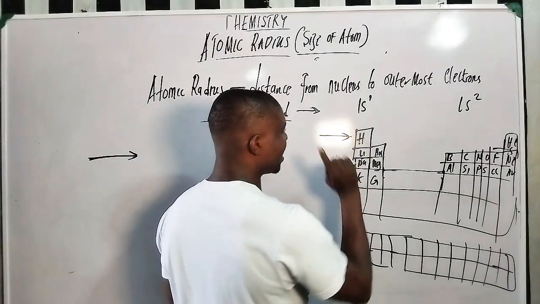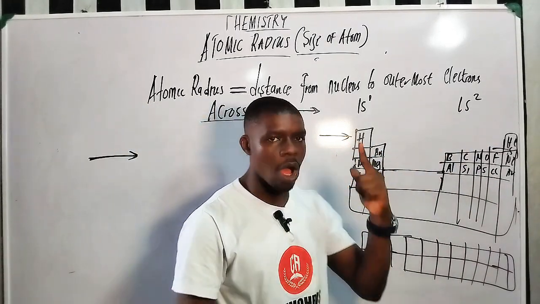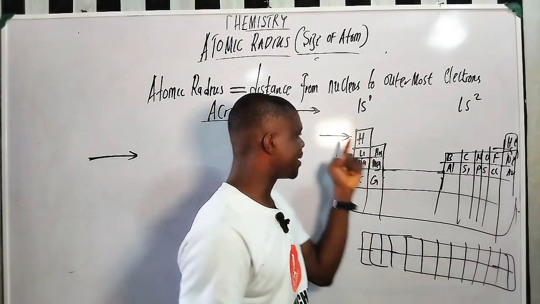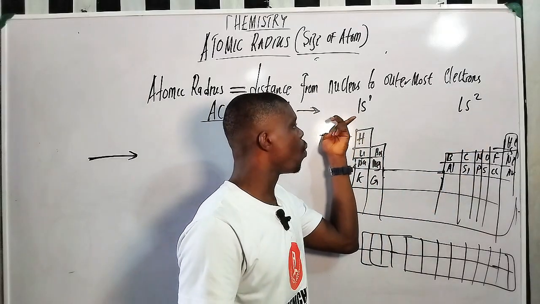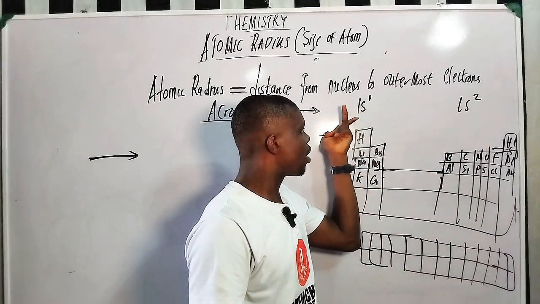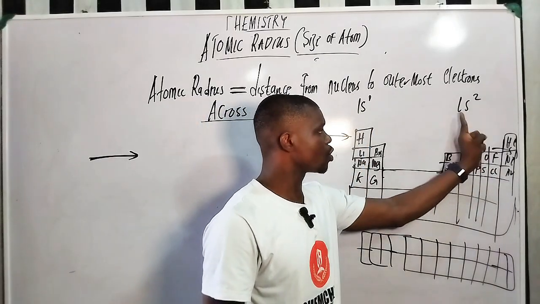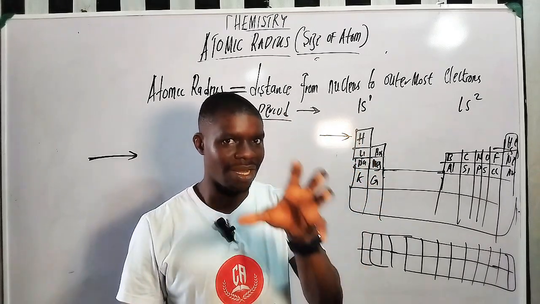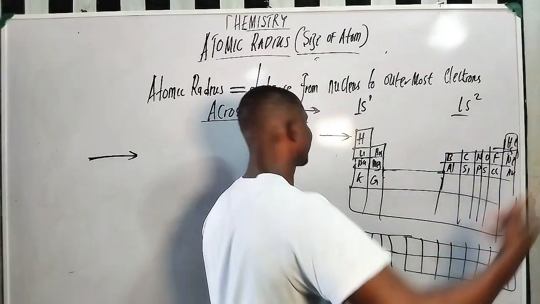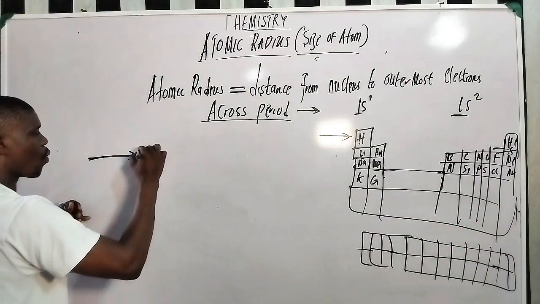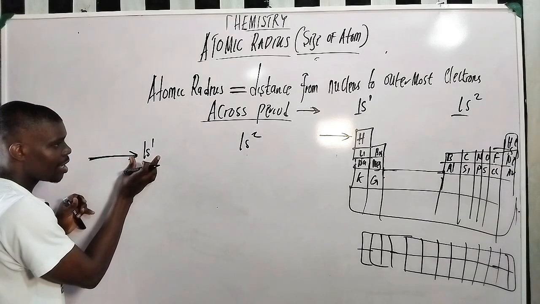Let's continue here. Elements in period one have one shell, like this: 1s2, 1s1. So they all have only one energy level. The electron configuration of hydrogen is 1s1, while for helium it is 1s2. So they have the same energy level, but the number of electrons increases. Here we have 1s1 for hydrogen and 1s2 for helium.